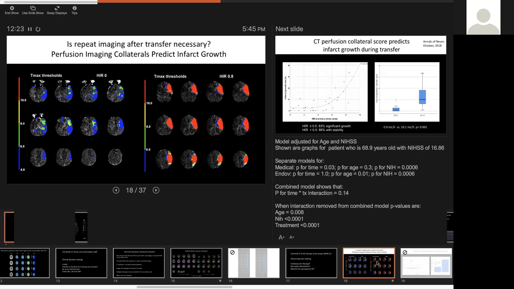Here's another patient who looks the same in the ER. They have an aphasia and a right hemiplegia, but you can see 80% of that Tmax lesion is red. So this is a very bad hypoperfusion intensity ratio, and this patient has bad collaterals. And what we found in a number of studies is that if you have the bad HIR, you grow fast. Your core grows quickly. And if you have the good HIR, your core grows very slowly.